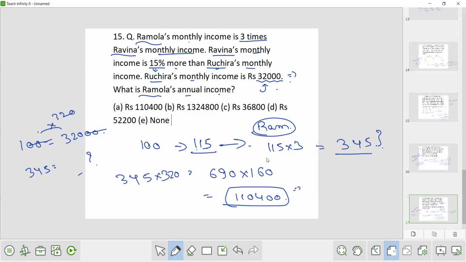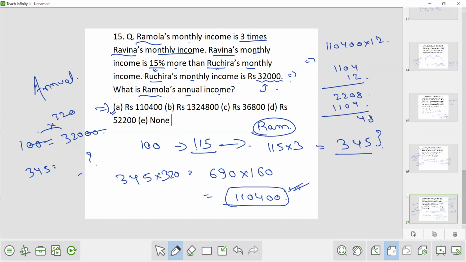Now mind it, 110,400 is in option number A, but don't tick option A as the correct answer because this is the monthly income, not the annual income. The annual income is 110,400 into 12. So just multiply 1104 into 12. So it will be 2208 and 1104. This will be 13248 and 00. So option B is the correct answer, not option A.